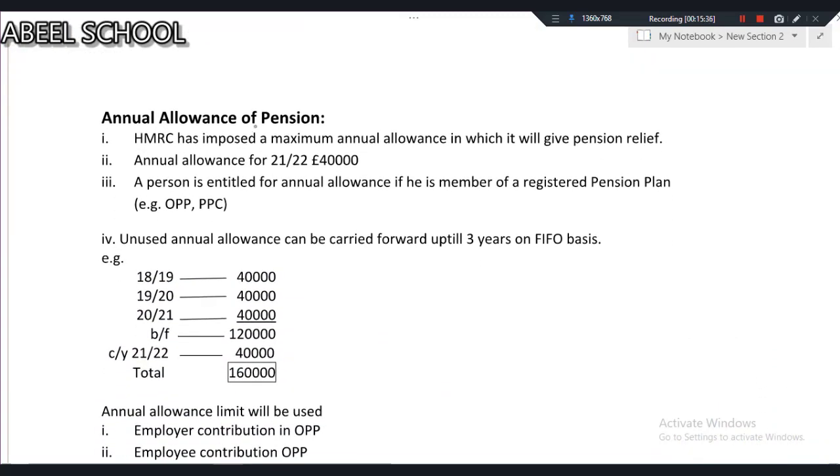Actually, the annual allowance of pension is 40,000 pound. It is the same in Finance Act 2022 as well. It was the same in 2021 also. So instead of this, we can write tax year 2022-23. HMRC has imposed a maximum annual allowance within which it will give pension relief. Annual allowance for tax year 22-23 is 40,000 pound.